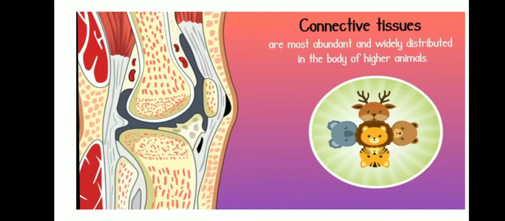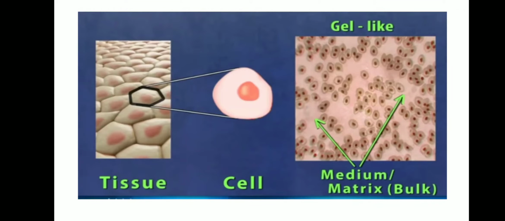Okay. These connective tissues are most abundant and widely distributed in the body of higher animals. So, these connective tissues are made up of three components. Cells. What is a cell? The cell is a structural and functional unit of all living organisms, isn't it? So the group of cells only makes up the tissue. So we are discussing the connective tissue. So the connective tissues are made up of what? Cells. Connective tissue cells.